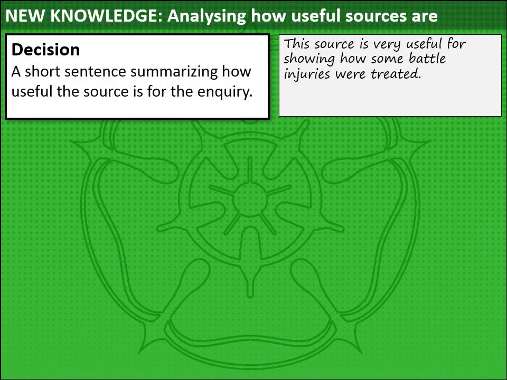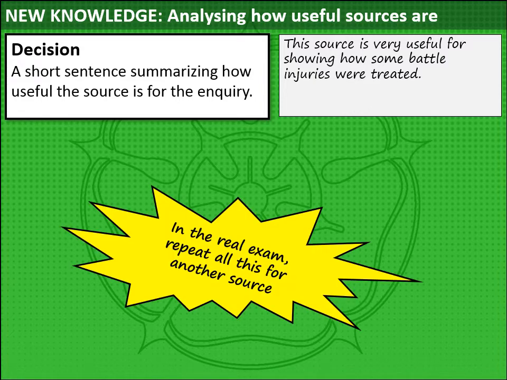So we're nearly there. The last thing we need to do in our paragraph is a very straightforward and concise decision, summarising how useful the source is. And this can be just a straightforward statement like you can see here. Now remember, in a real exam question, we'd have to repeat all of that for another source. We'd give each source its own paragraph. So for each source, we discuss the content, we discuss the provenance, and then a short decision, and we're done.